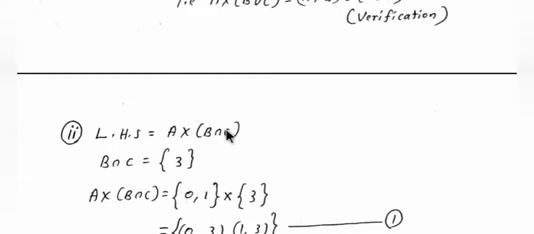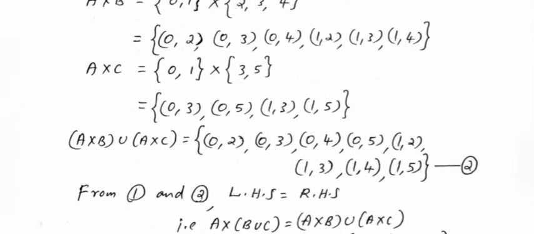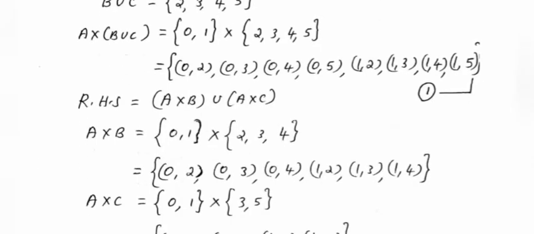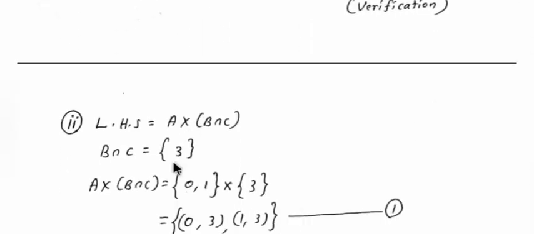First find B intersection C. Here intersection means take common elements between B and C. Here B is 2, 3, 4. C is 3, 5. Take the common elements. Here 3 is common, therefore 3 can be taken. Then we get B intersection C is equal to the set 3.